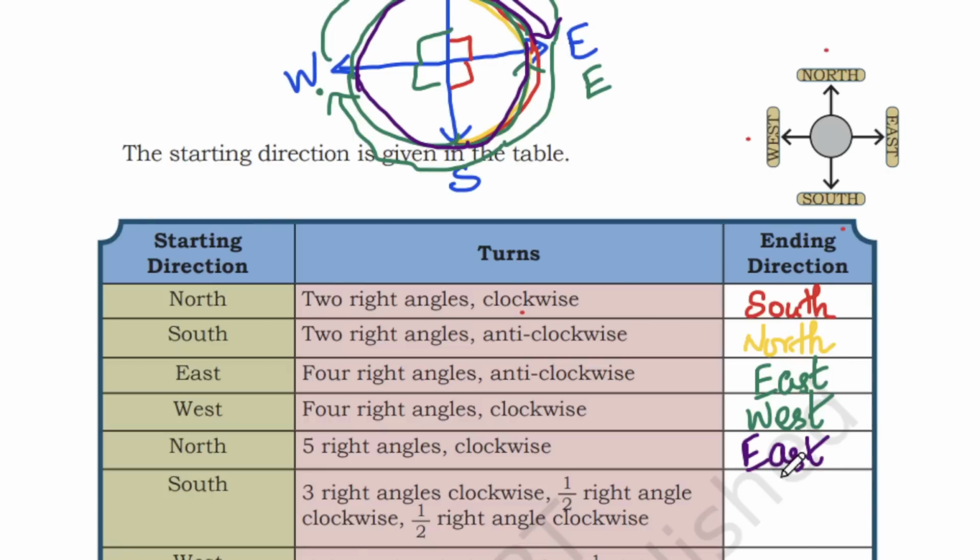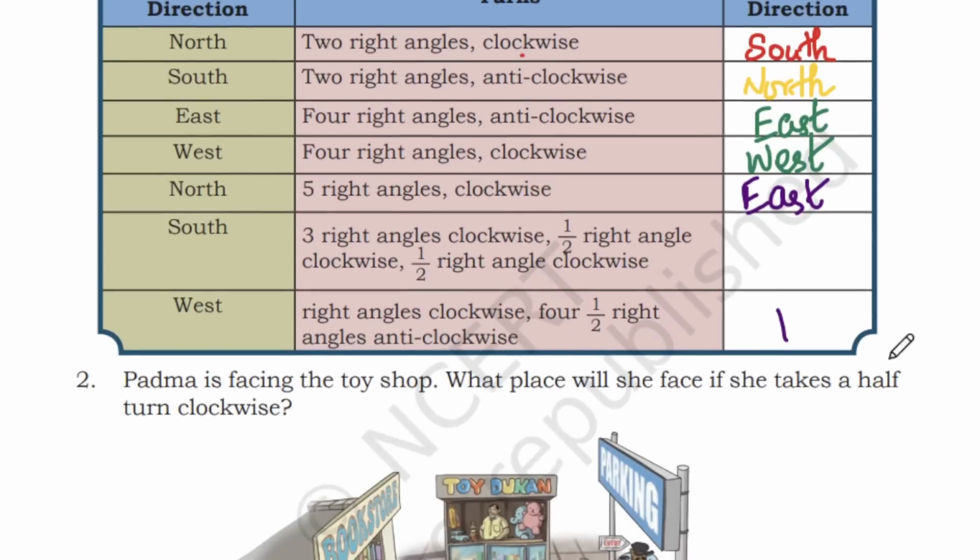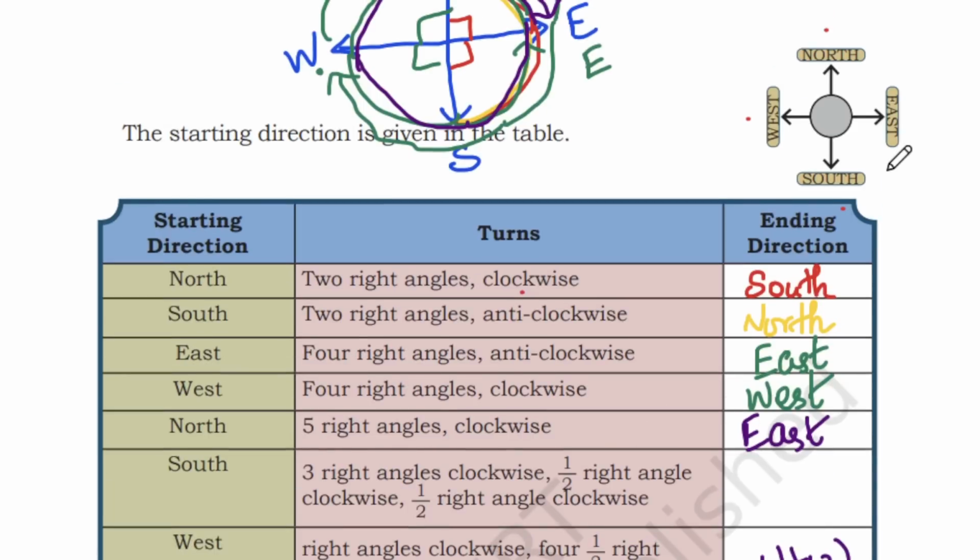Okay, one I'm going to give you as homework. Is it visible? This one I will give you as homework. Do it and send it to me on WhatsApp. So next we have from south. Where is south? South is here. Three right angles clockwise: 1, 2, 3. We are ending up in east.